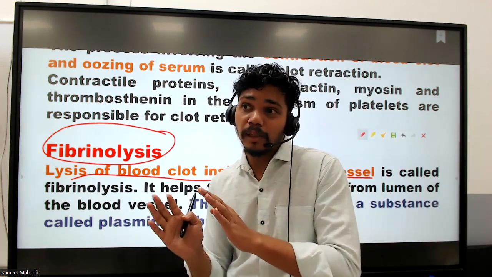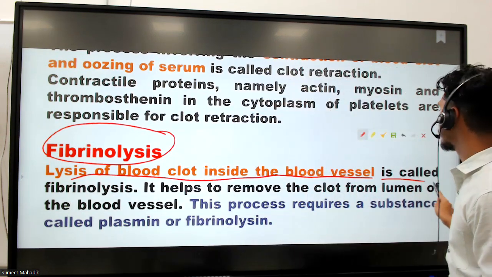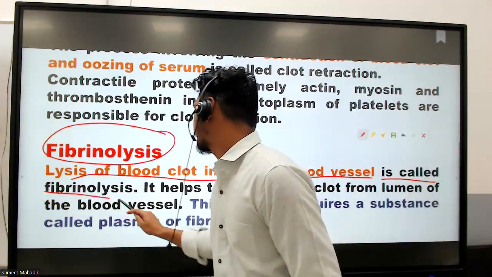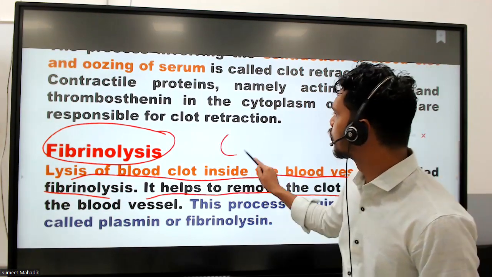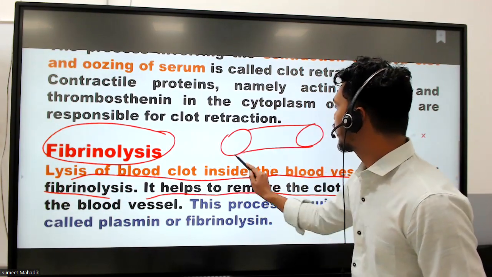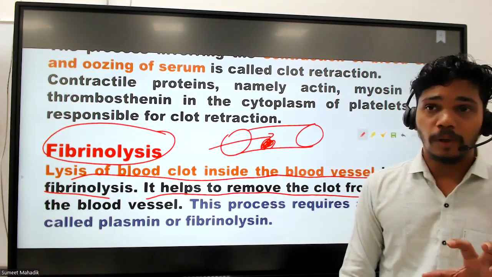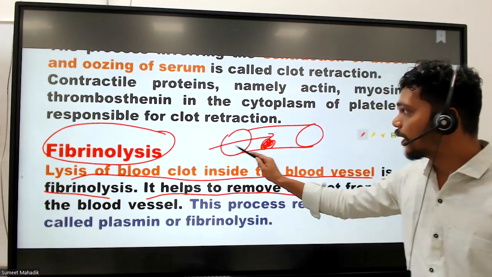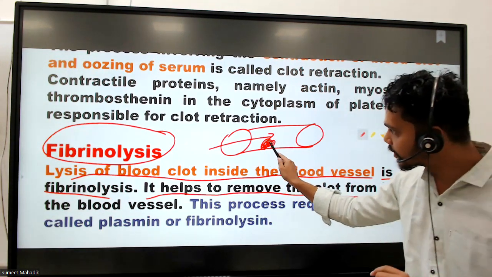What is the function of a blood clot? Whatever the problem is, it has to be removed, right? So it's called fibrinolysis. It helps to remove the clot from the lumen of the blood vessel. If the lumen is like this and the blood clot is here, what is going to happen? Whatever blood should pass is going to be hindered by this, right? So this is to be removed.